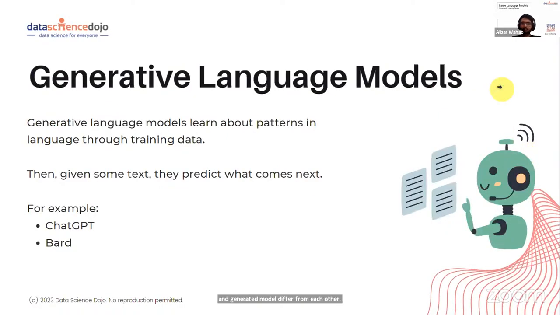So the categories of generative models that we're going to be discussing include generative language models. How they work is that they learn about patterns in language through training data. And then whenever they're given some text, they try to predict what comes next. So examples of these models are ChatGPT and Bard. And I'm pretty sure that everyone has become accustomed to these 2 models, right? ChatGPT is by OpenAI and Bard is by Google.